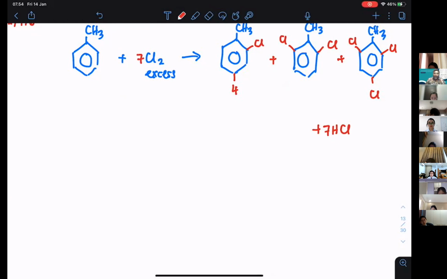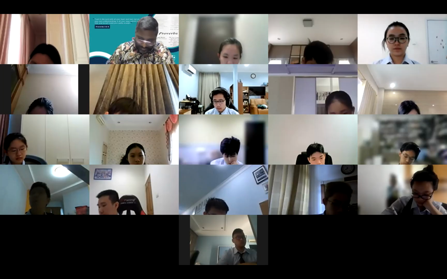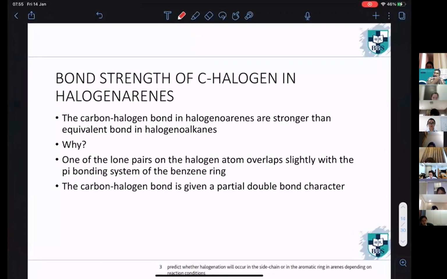Yeah, so the next part, okay, is going to be, okay, the bond strength. Okay, so currently the screen is frozen. Okay, let me share the screen again. Hold on. Yeah. Okay. So I hope you can see again.